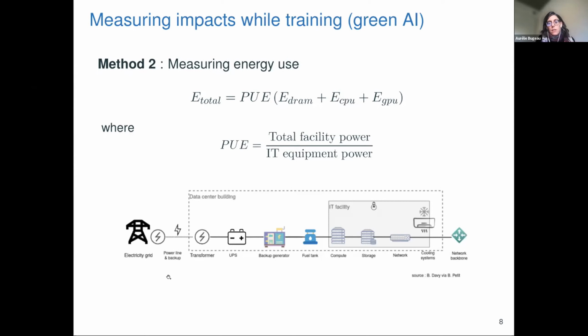In particular, data centers include climatization, transformers, generators, fuel tanks, and so on. Those external systems that are not only IT facilities can consume a lot. So this is captured by the PUE, and you want data centers with a PUE as low as possible, as close to one as possible. You can take that into account when you measure the impact of your neural network.